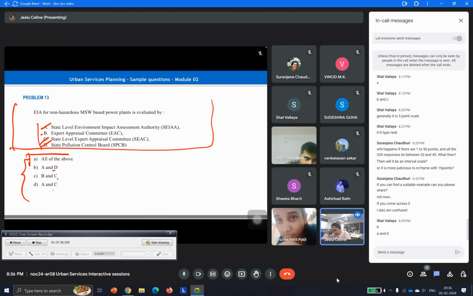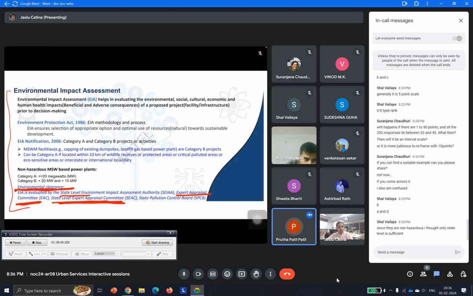The answer is A, all of the above, which means A, B, C, and D. All of them are involved. So these are multiple bodies that make all these evaluations and decisions. I'll just show you where we have discussed this in the slide. In this environmental impact assessment slide, we discussed how to get environmental clearance. Before getting an environmental clearance, it has to be passed through all these agencies. You have the state level authority, the expert appraisal committee, then the state level expert appraisal committee. The external appraisal committee gives a report to the state level appraisal committee, and then there is a state level pollution board committee.